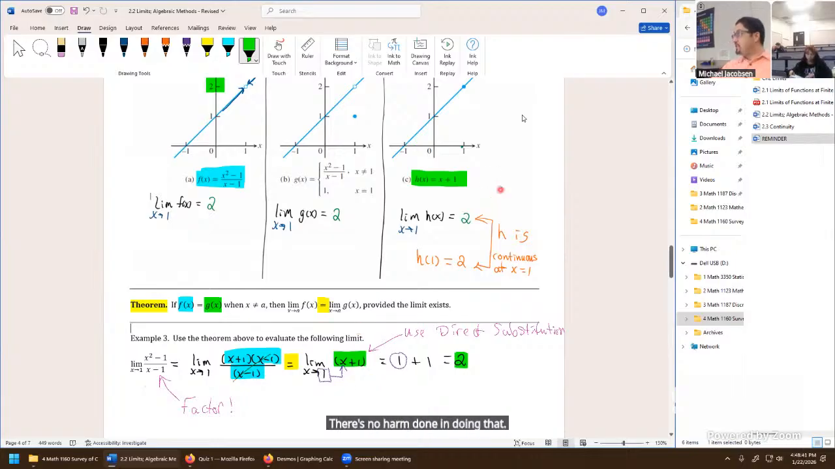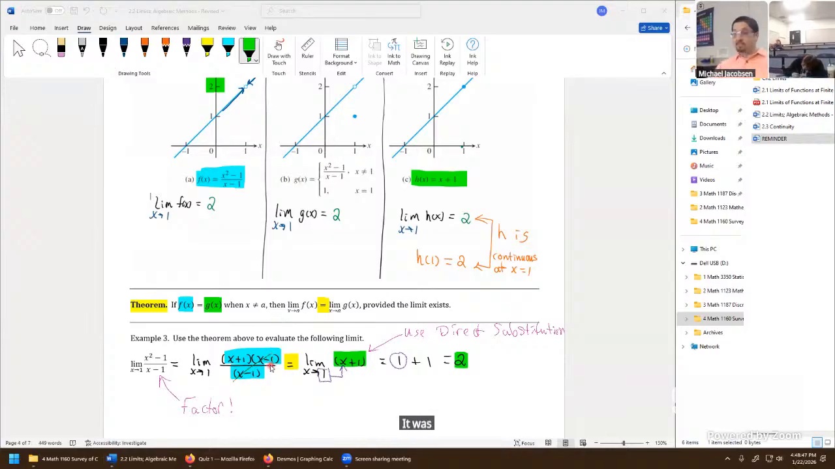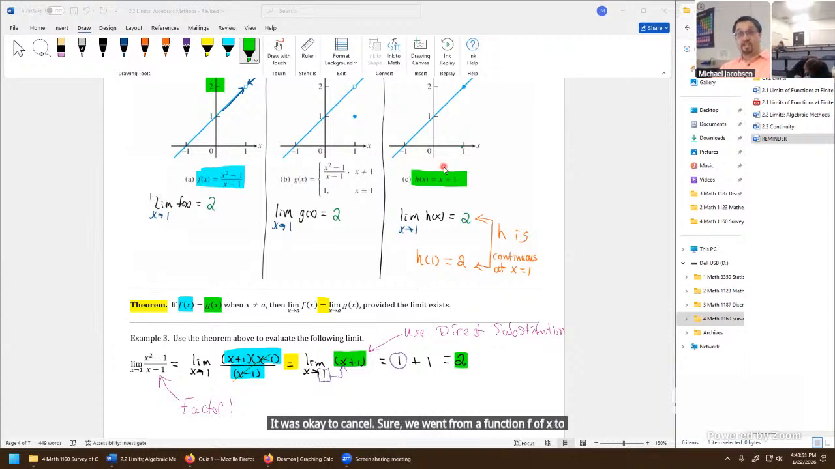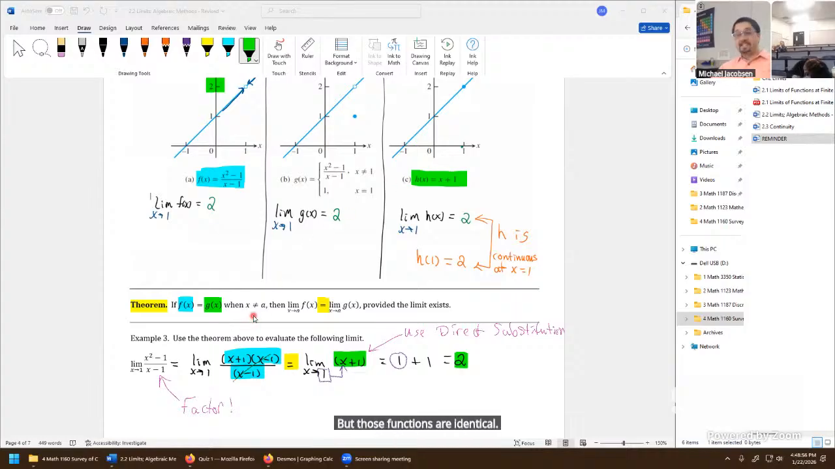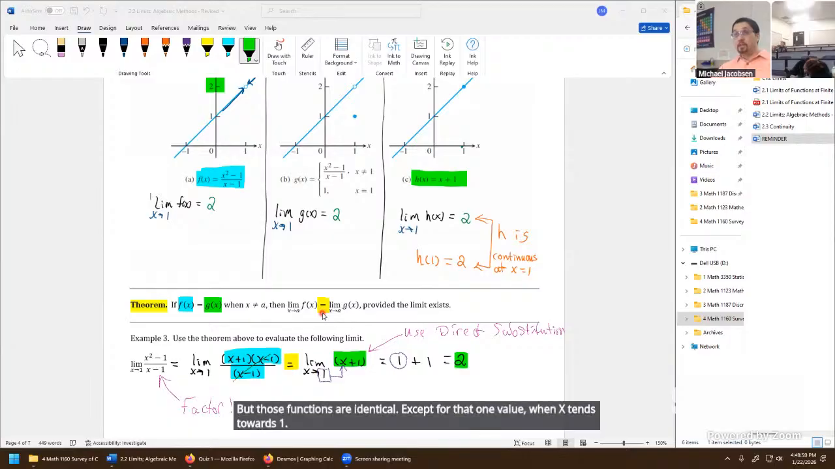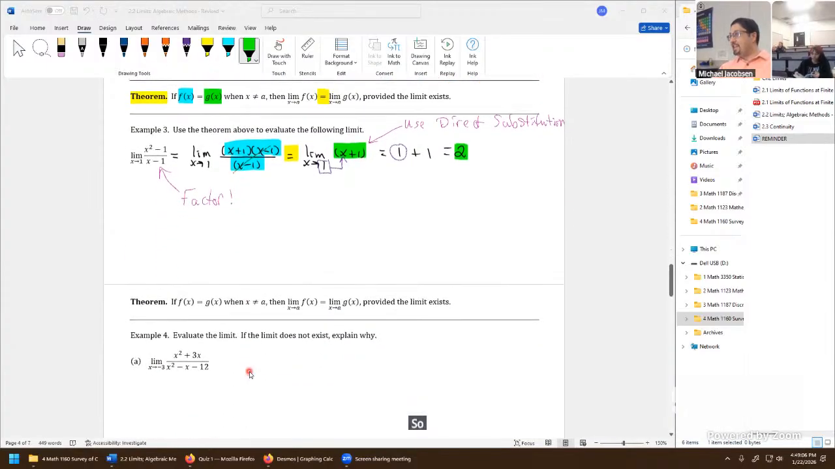Well, let's extend on this going further. The major theorem right here was essentially telling us it was okay to cancel. Sure, we went from a function f of x to a different function h of x, but those functions are identical, except for at one value when x tends towards 1. That means the limit itself is identical, even if we do that kind of cancellation. So using that idea again, let's give this a try.